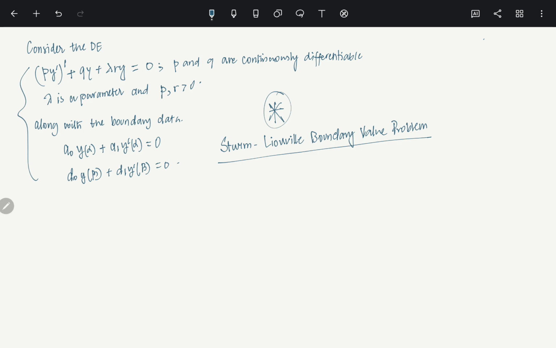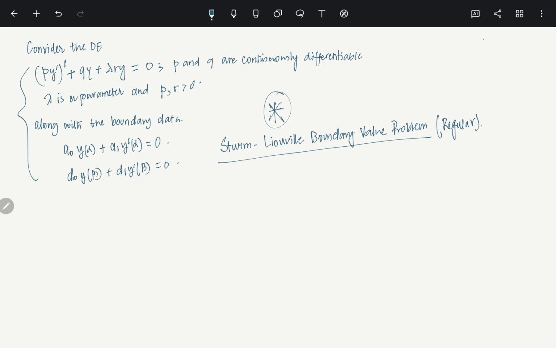Please remember, this is the data which we have considered: p, q, and the interval I is alpha beta. So this is of course a regular boundary value problem. It is also called a regular Sturm-Liouville boundary value problem. Is it okay? Because this is regular data, right? Regular boundary data. This we already know. So it looks like this.